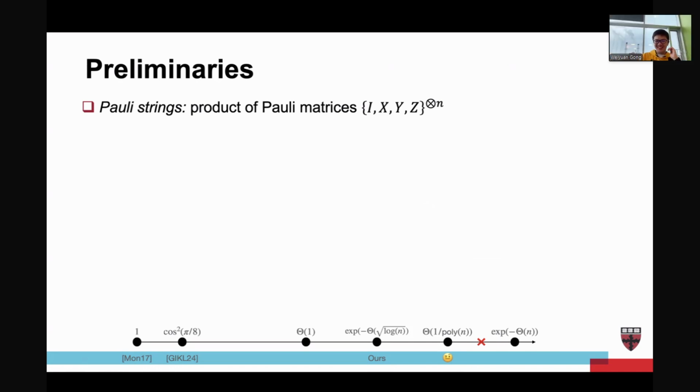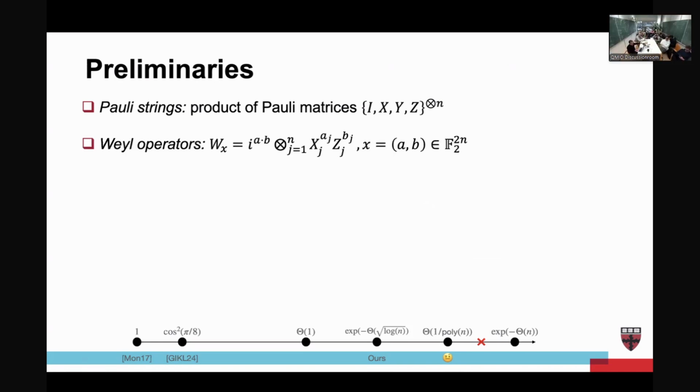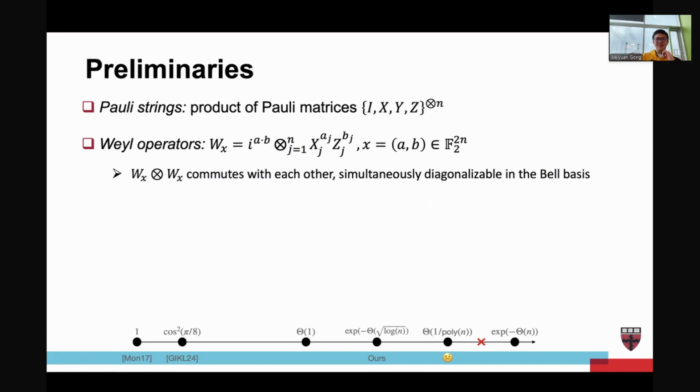What we consider in this work will include something about Pauli strings and Weyl operators, which are a generalized version of Pauli matrices. You can use a 2n-bit string x equals (a, b) to define a Weyl operator, and you can just regard Pauli matrices as a version of Weyl operators. It is important to notice that for Weyl operators, W_x tensor W_x will commute with each other, and they're simultaneously diagonalizable in the Weyl basis. This also holds for Pauli strings. We also define the general Weyl basis, and the n-qubit Weyl basis, by applying W_x on n EPR pairs. So the Weyl basis phi_x equals W_x times n EPR pairs.